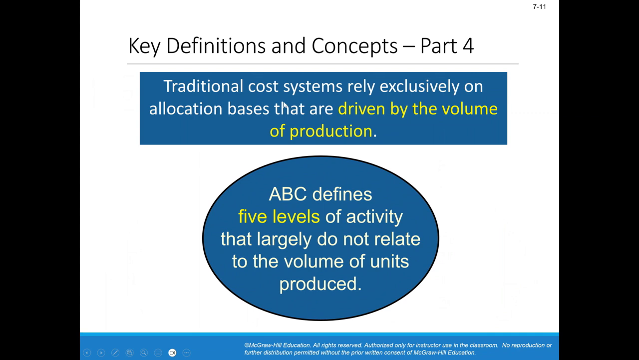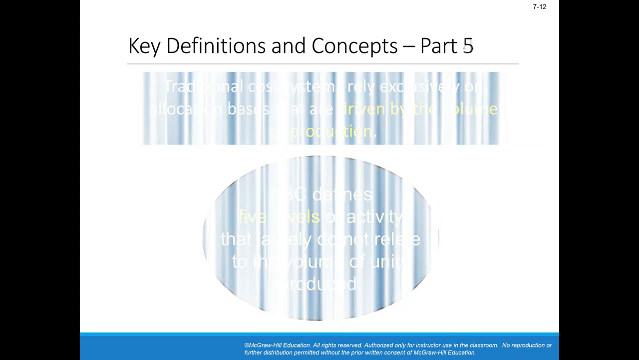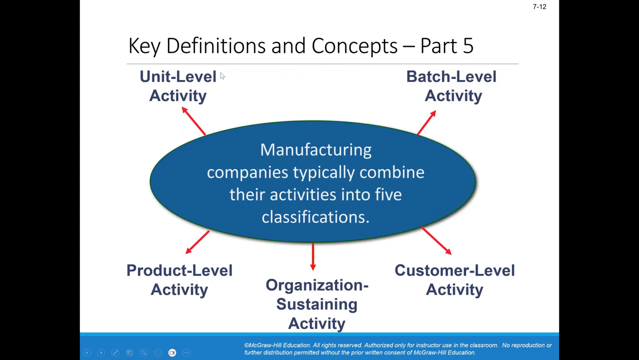Traditional systems rely exclusively on allocations that are driven by volume of production. Okay, so the more we put in there, we'll just divide that by that number. ABC defines 5 levels of activity that largely do not relate to the volume of units produced. So we have batch level activity, unit level activity, product level activity, organization sustaining activity, and customer level activity.